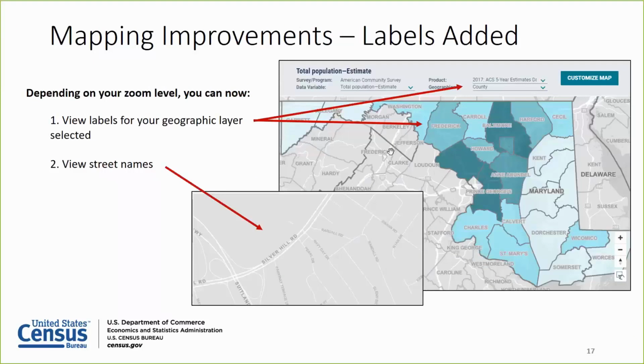Some of our mapping improvements include that we've added labels, so you can view street names when you're zoomed in, or you can see counties or the labels when you're not as closed in.